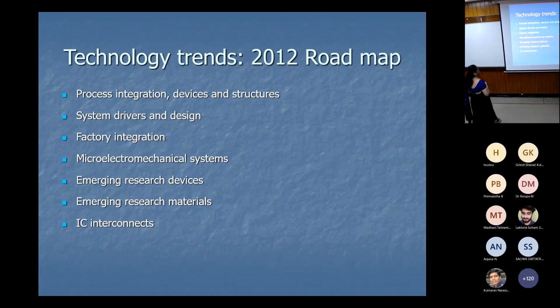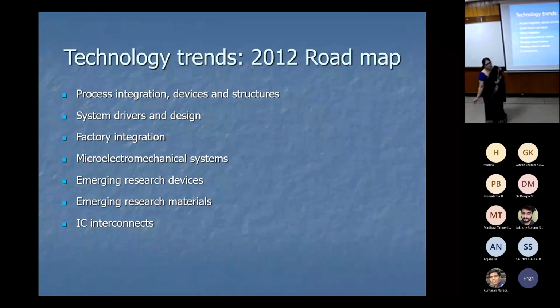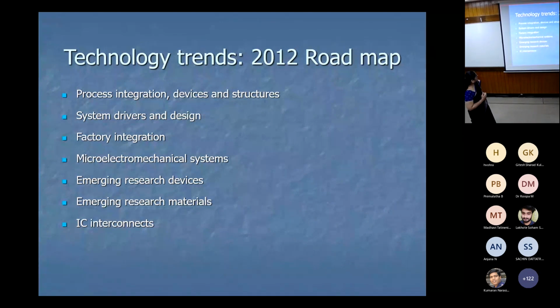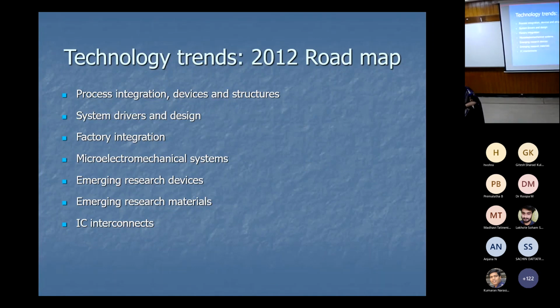Then we have system drivers and design. Again, we started addressing the system-level challenges, and hence we talked about more than Moore and then beyond CMOS structures, right? That's how the trend got pushed further. Then factory integration, we studied a lot of factory-related stuff. We tried to bring even the packaging problems into the design methodology. Then, more than Moore also involves MEMS devices to be integrated into the system solutions.